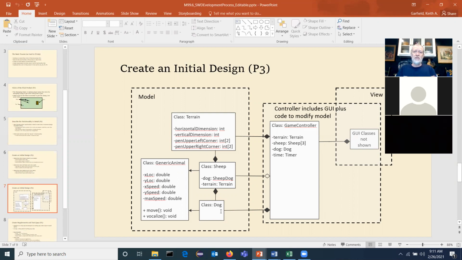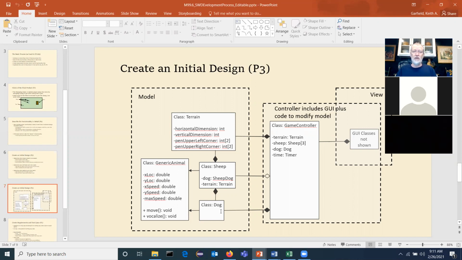So the answer is there's really no truly wrong answer. Some of them make it harder to modify the program down the line. As a rule, you want the object to be as independent as possible. So as a rule, if the sheep are supposed to run away from the dog, you want all that decision making to happen down in the sheep class.